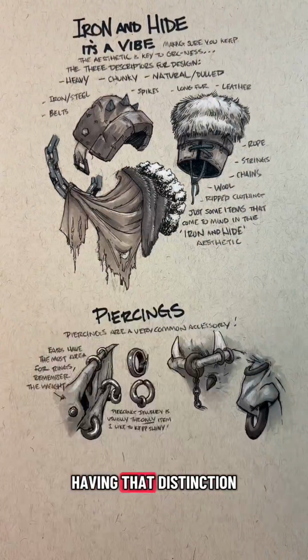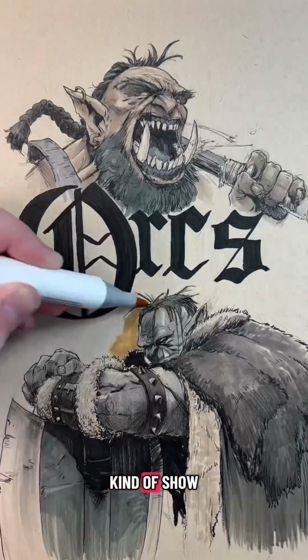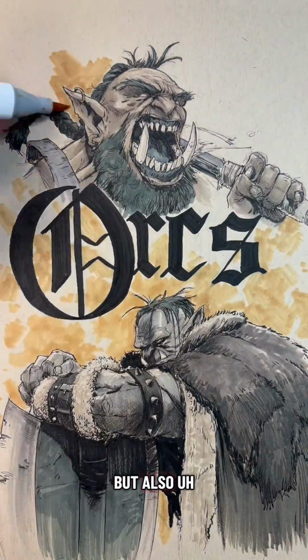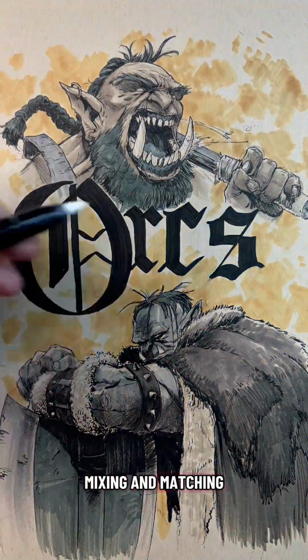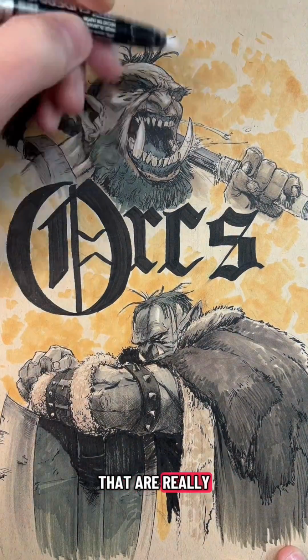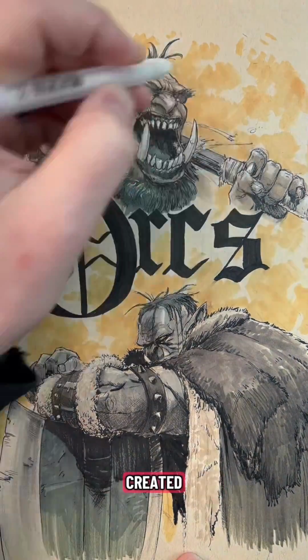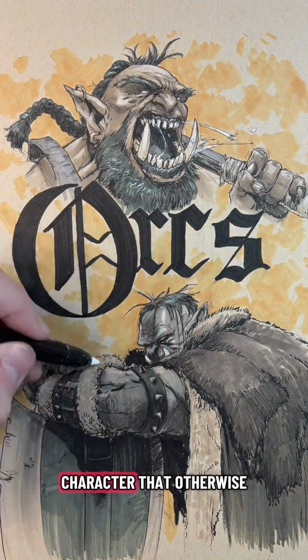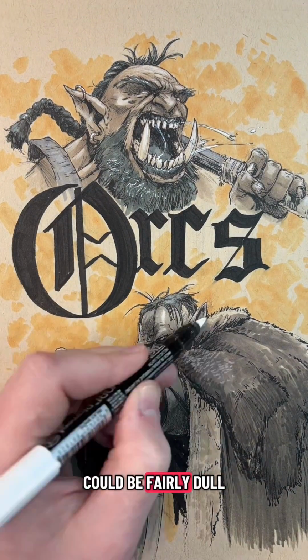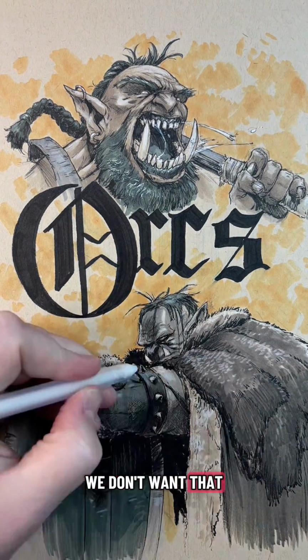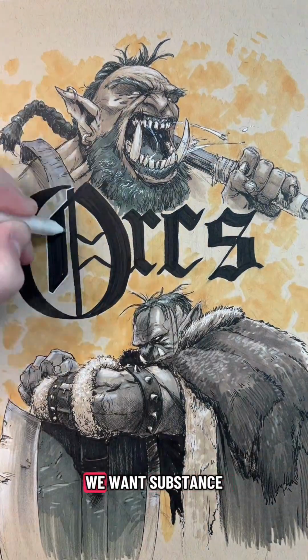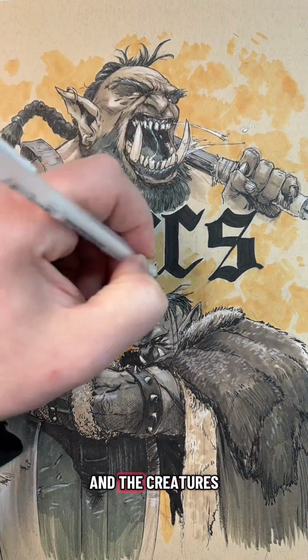I think having that distinction really helps to show where their value lies, but also gives a lot of characterization. Mixing and matching all of these elements is really going to help your orc stand out and become an individual, something that you created, and gives a story to a character that otherwise could be fairly dull, fairly stock. And we don't want that. We want some narrative excellence, and we want substance behind the characters and the creatures that we create.